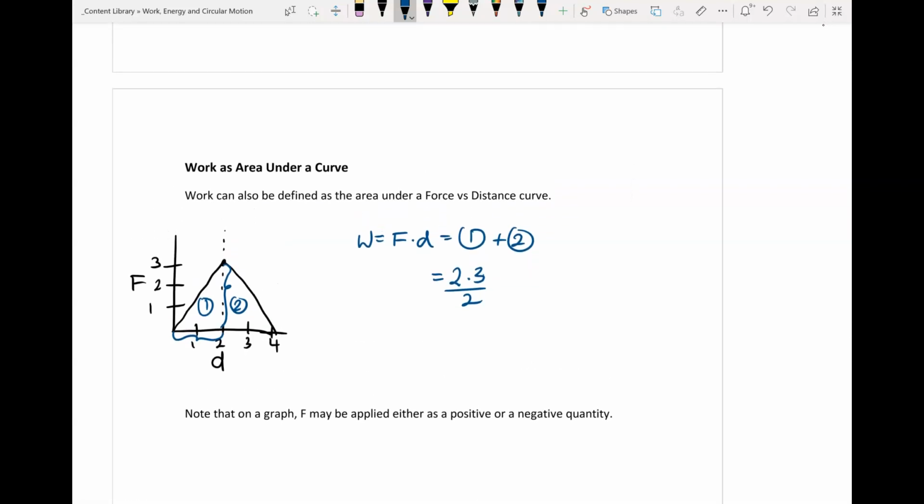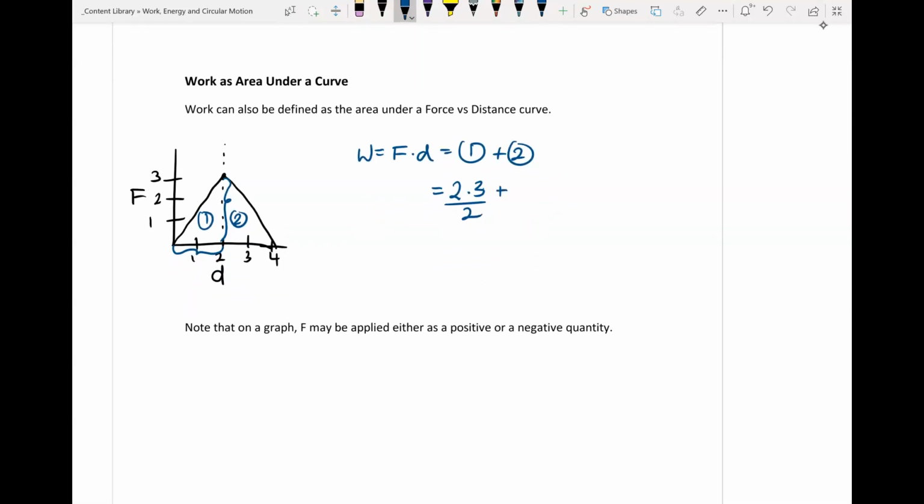And then we're going to do the same thing for area 2. The base is 2. The height is 3. And if we want to find an area of a triangle, we multiply base times height and divide it by 2. So that's 6 over 2 plus 6 over 2, which is 3 plus 3, which is 6 joules.